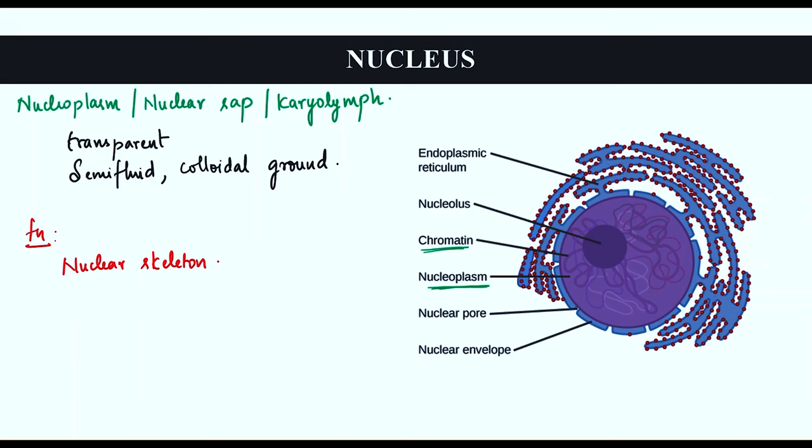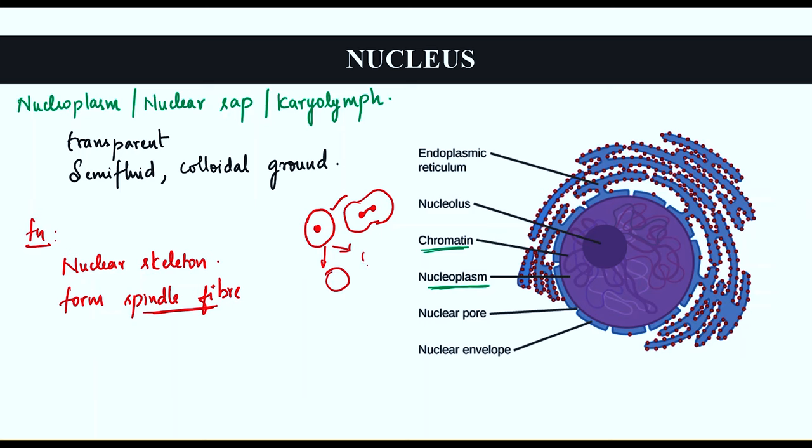Fine. And it also forms the spindle fiber. Spindle fiber, in the sense, for example, a cell is there, right? Say we take this as a cell and this is the nucleus. If this cell wants to replicate, that is, divide into two, what is going to happen? First of all, this nucleus is going to get separated. For this separation process, the spindle fiber is formed. With the help of the spindle fiber only, the nucleus gets separated and finally two cells form. And the next thing is that it is the site for the synthesis of DNA, RNA and also ribosomal subunits.